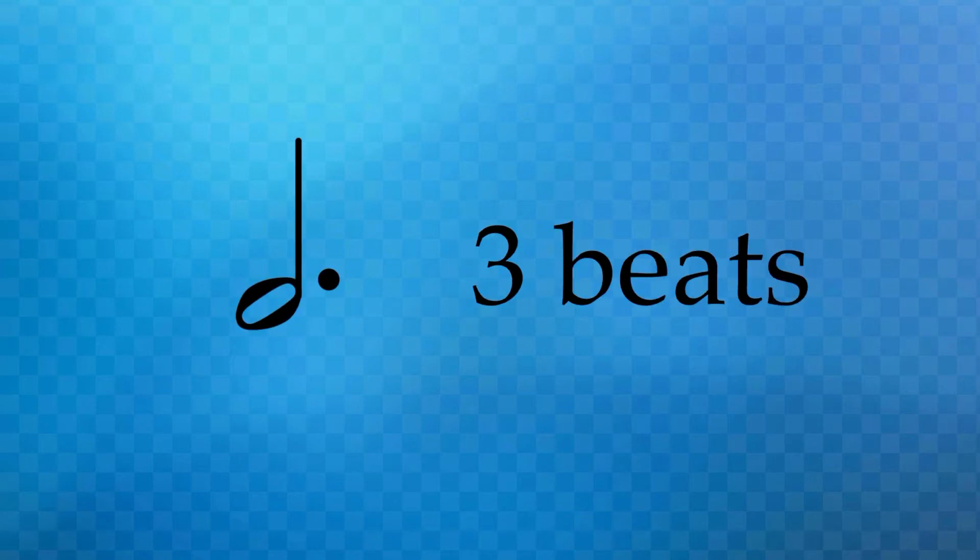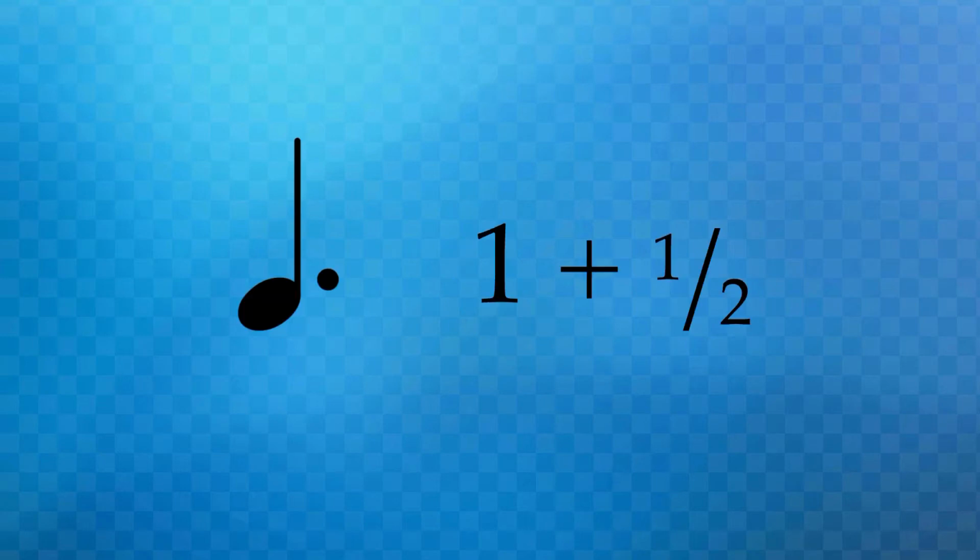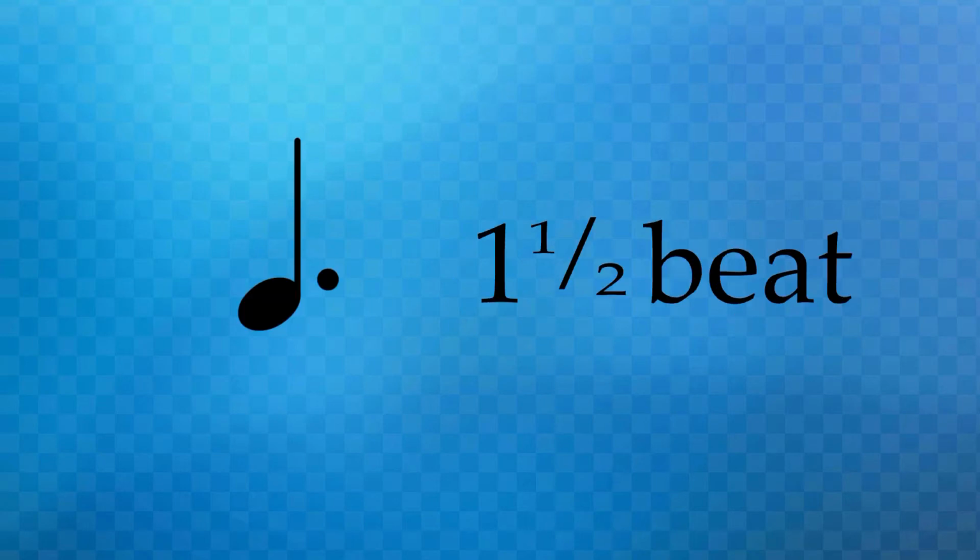A half note is worth 2 beats. Half of 2 is 1. When added together, it's 3 beats. A quarter note is worth 1 beat. Half of 1 is a half. When we add that together, we get 1.5.